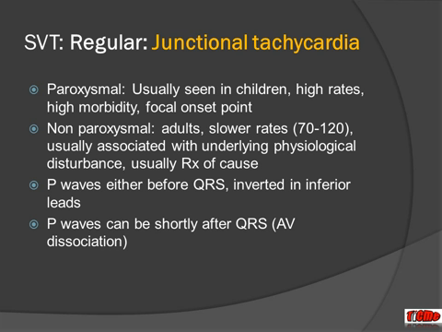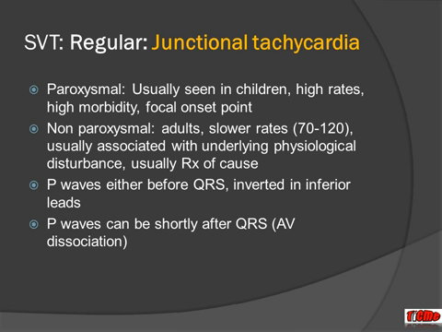So let's talk about other regular narrow complex tachycardias. Next one is junctional tachycardia. Paroxysmal junctional tachycardia is very rare in adults. It's actually usually associated with underlying cardiac disease in children. Often they go very, very fast, and it's got quite a high morbidity associated with it.